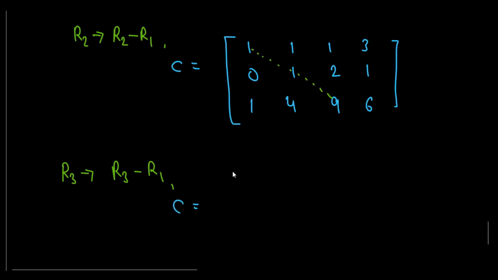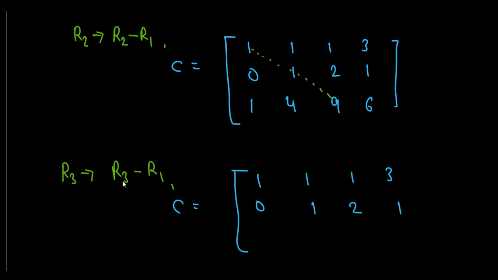So matrix C is reduced to, since we change only R3, there is no need to change R1 and R2. So R1 stays as it is, R2 as it is, and we just subtract R1 from R3. So 1 minus 1 is 0, 4 minus 1 is 3, 9 minus 1 is 8, and 6 minus 3 is 3. So this is the matrix.